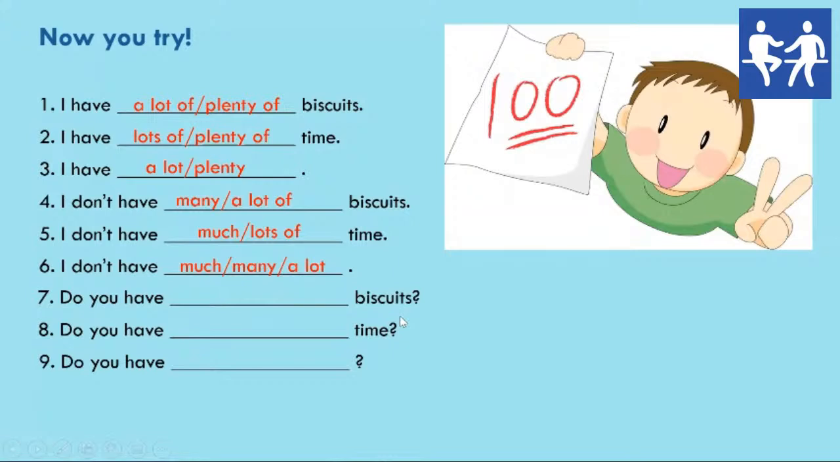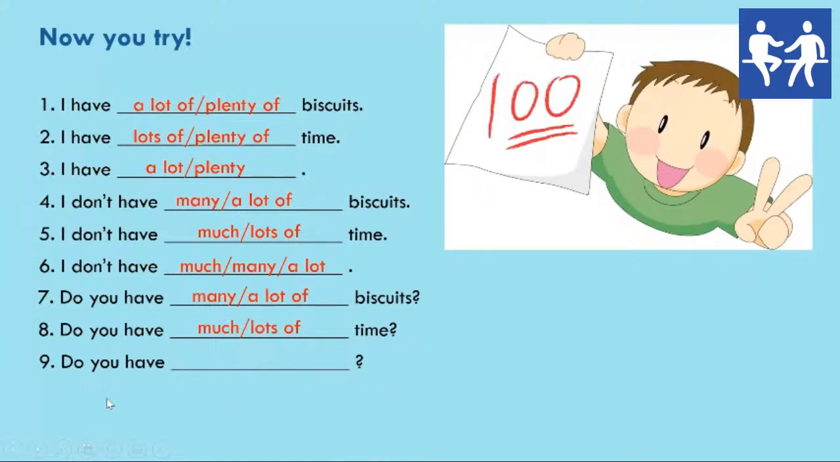Sentence 7. Do you have biscuits? So this is a question. Biscuits are countable. Many or a lot of. Do you have many biscuits? Do you have a lot of biscuits? Sentence 8. Do you have time? Again, a question, but time is uncountable. So it's, do you have much or lots of time?